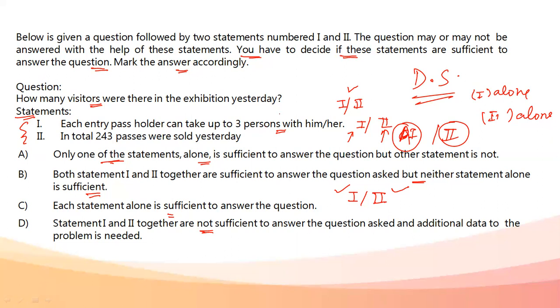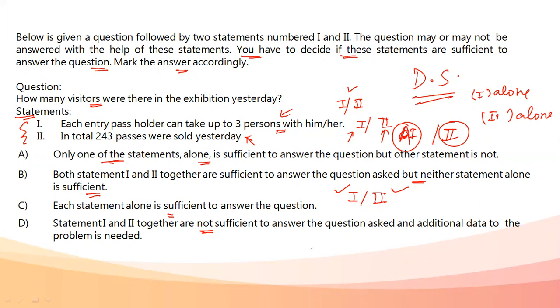So now I realize that using just the first statement, I cannot answer. I need to look at the second statement also. Second statement says in total 243 passes were sold yesterday. Now, individually, I don't have any idea as to how many people there are. Let's try to combine it.